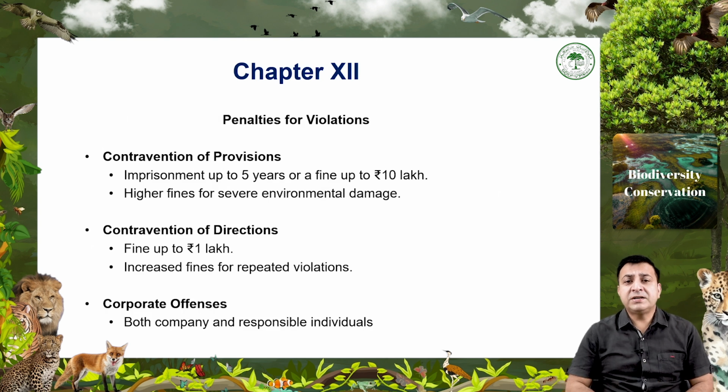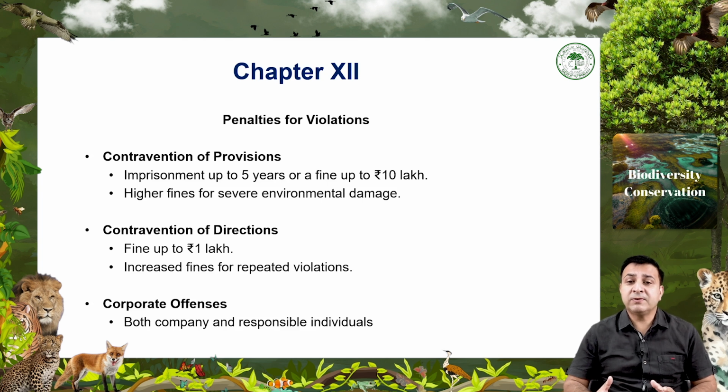What are the penalties for the violations? These things are also discussed in chapter 12. Anyone who disobeys key sections of the Act, such as section 3, 4 or 6, may face imprisonment up to 5 years or a fine up to 10 lakhs. In case of significant environmental damage, the fine may be increased.